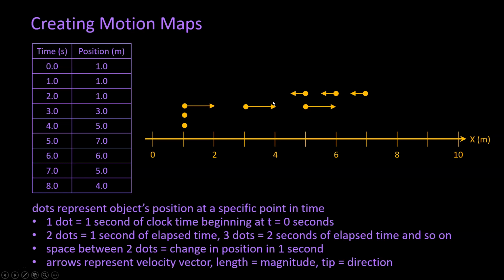And so we'll go ahead and finish this up, and when we get to 8 seconds, the object is at position 4. So this represents the motion, and let's just review some key points about this. The first dot is always 0 seconds. Here's an easy way to remember that. If you have a stopwatch on your cell phone, when you turn it on, it starts at 0 seconds.